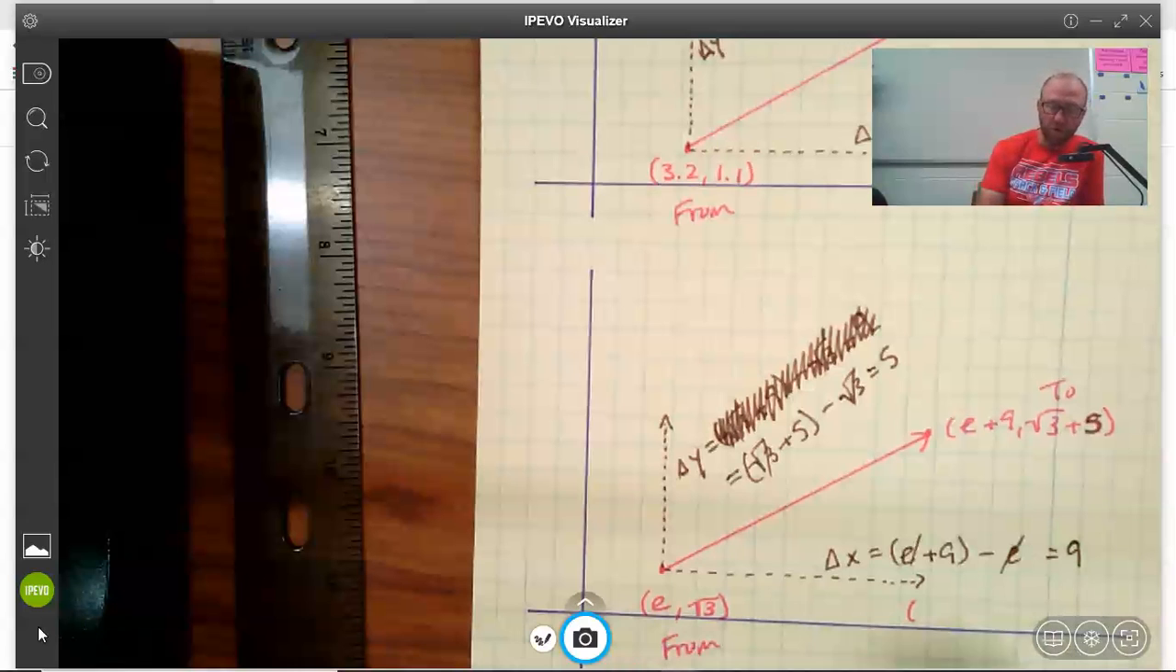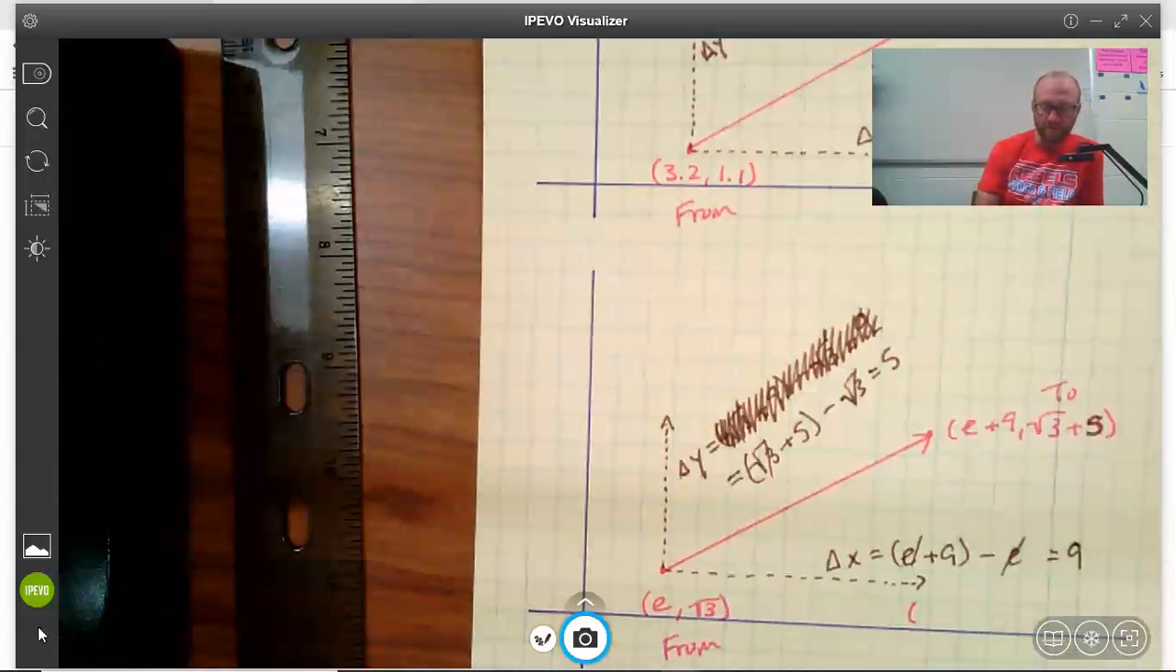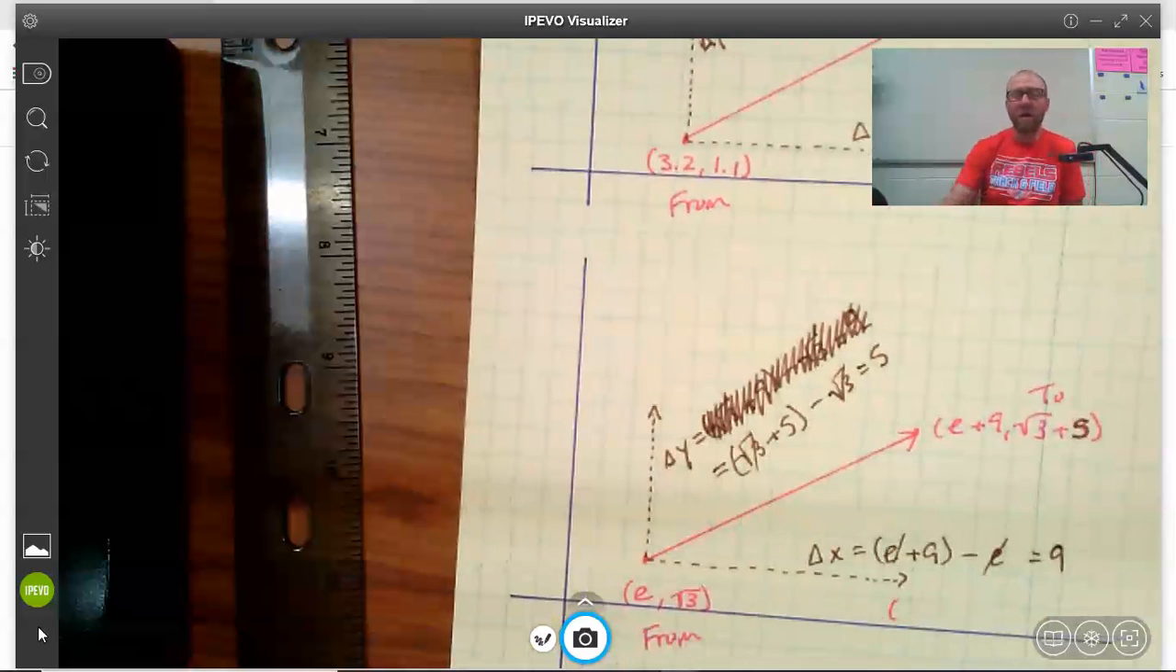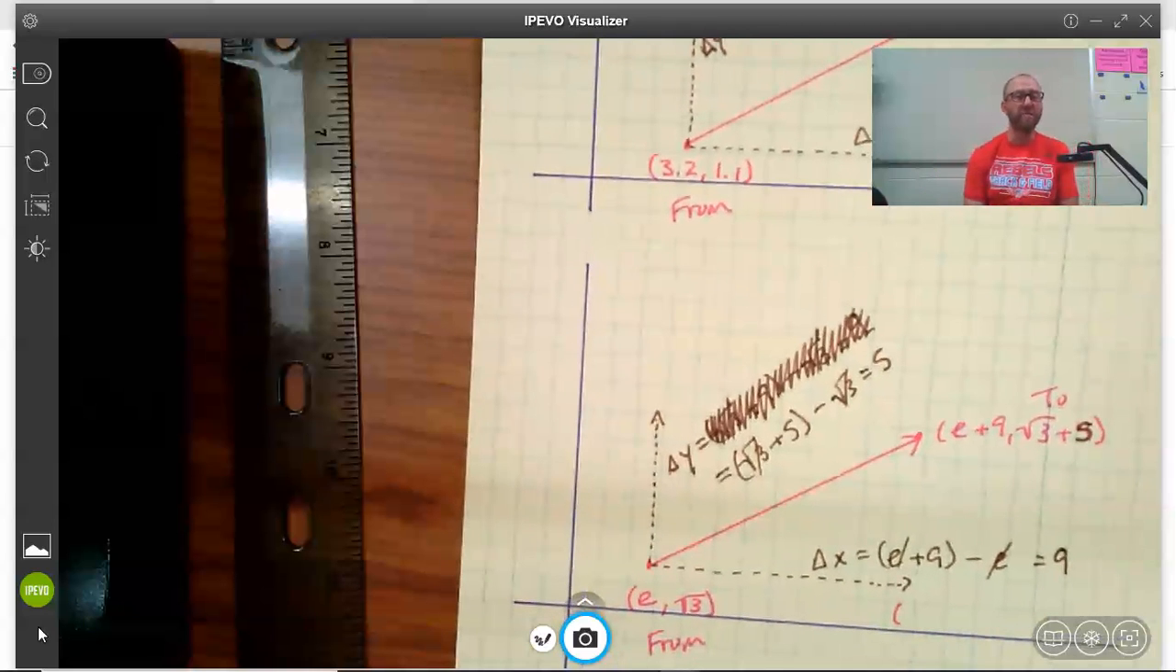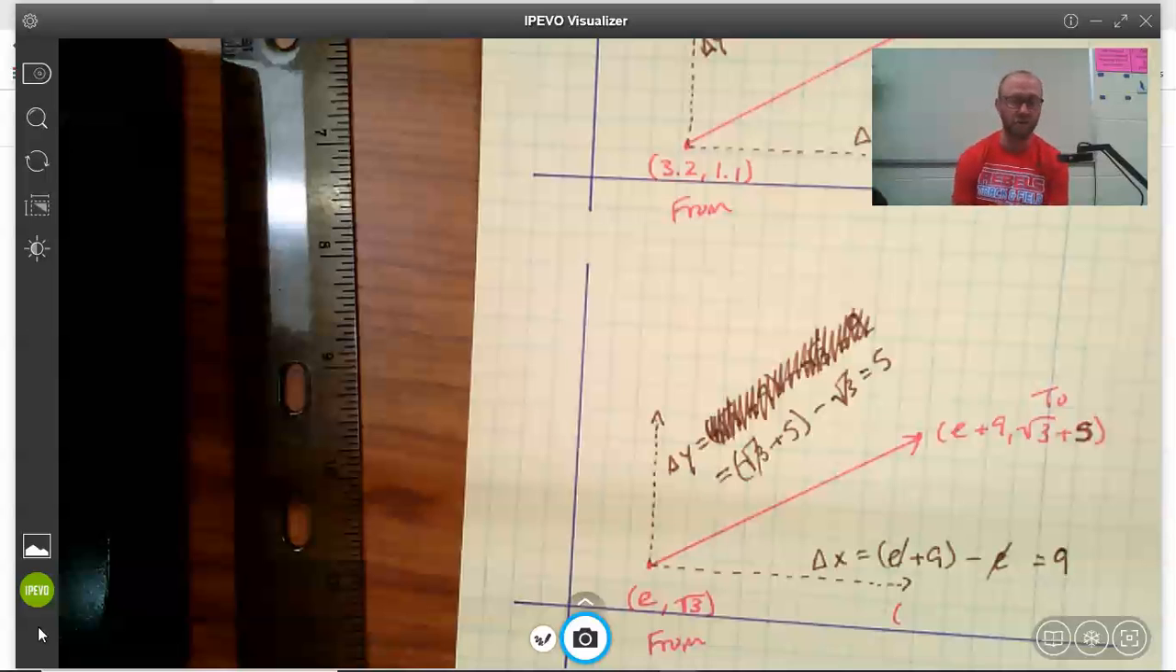So our horizontal change is 9. So in every case, our horizontal change and our vertical change are the same. They're both 9. And when we talk about a horizontal change and a vertical change, what we're talking about is a vector. A vector is just a movement in the grid. So far left or right, so far up and down. So a vector is a horizontal change and a vertical change put together.